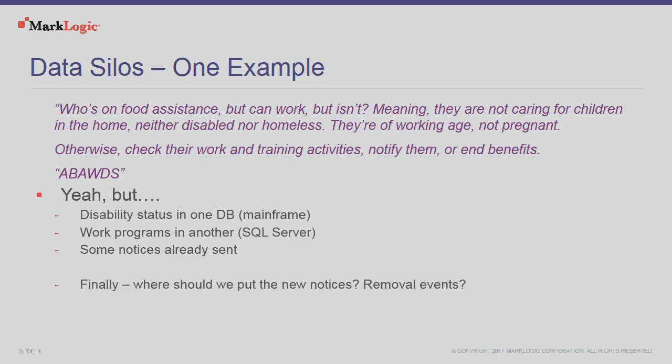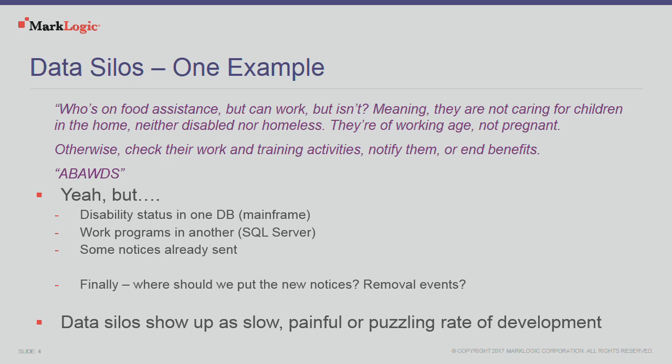So the problem that this state has is that they have silos. They have a big mainframe, very mature, and by mature I mean very expensive to modify, right? It's got a lot of data, including the disability and the age and some things like that. And then, because the mainframe is expensive, some enterprising group over here stood up a little SQL Server system to track work history and training programs. So they have a different data silo for that. And then another group with even less money just tracks things with Excel spreadsheets. So the information about who's been notified and who's in and out of compliance on which month is actually in a bunch of Excel spreadsheets that are farmed out and gathered among the various offices in the state.